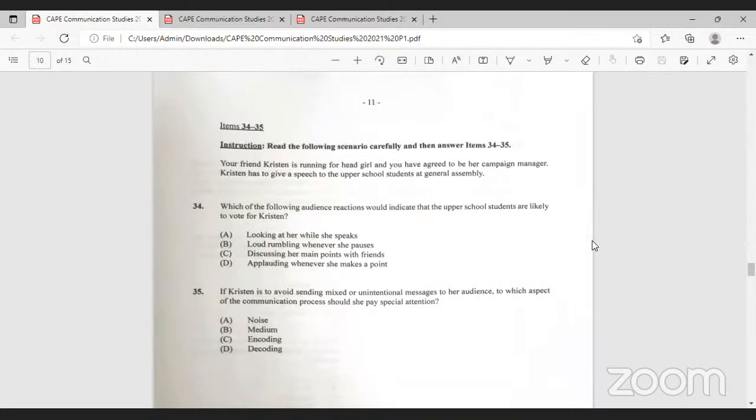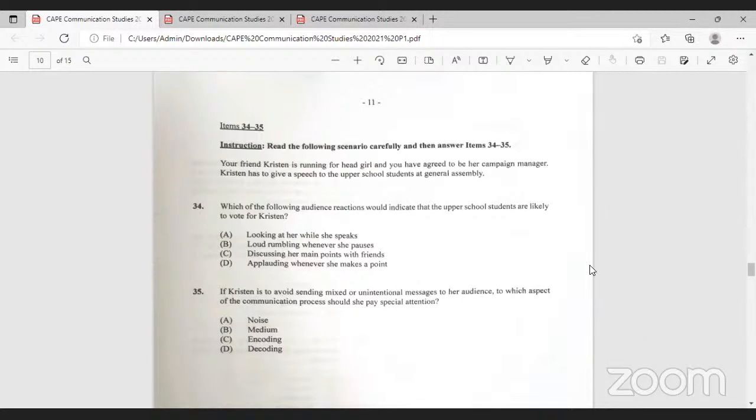All right, and this is a repeat question, so that's why it's good to go over the most recent papers. Your friend Kristen is running for head girl. You've agreed to be her campaign manager. Kristen has to give a speech to the upper school students at General Assembly. 34 asks, which of the following audience reactions would indicate that the upper school students are likely to vote for Kristen? Looking at her while she speaks, loud rumbling when she pauses, discussing her main points with friends, or applauding whenever she makes a point.